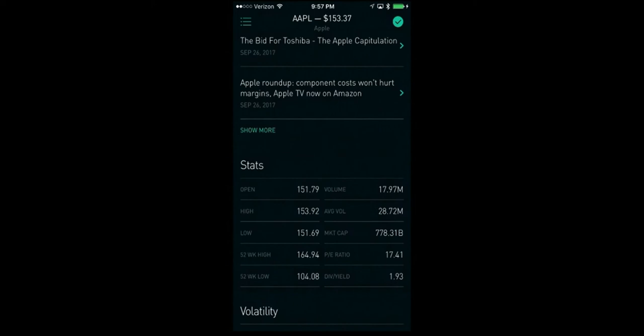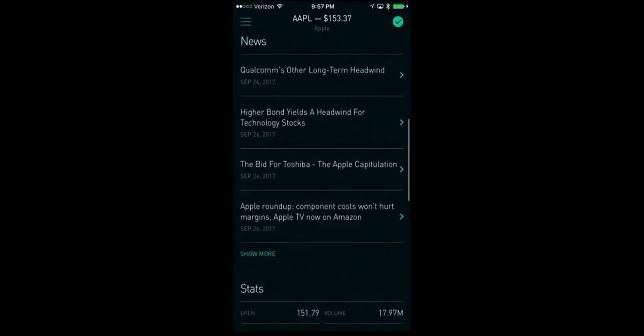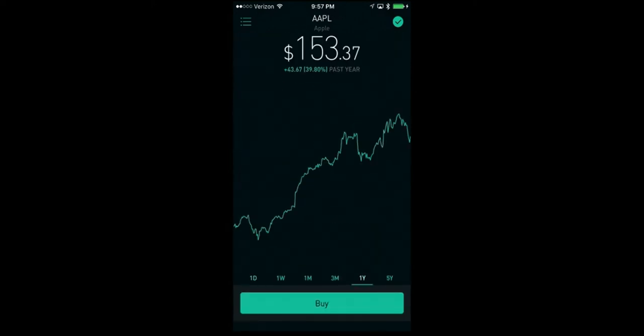So the amount of capital that they have to throw into research and development, it's just nothing like it. So, 778.31 billion, PE ratio 17.41. Dividend isn't massive, but then they need to put that money back in research and development so you can watch the growth. So, of course, this is mainly due to iPhones.